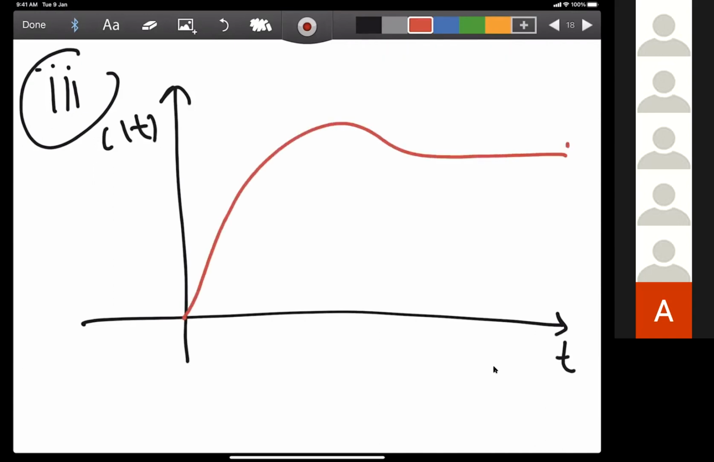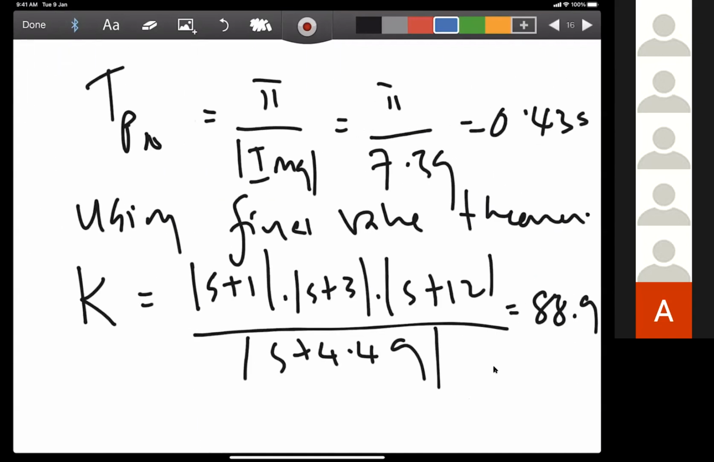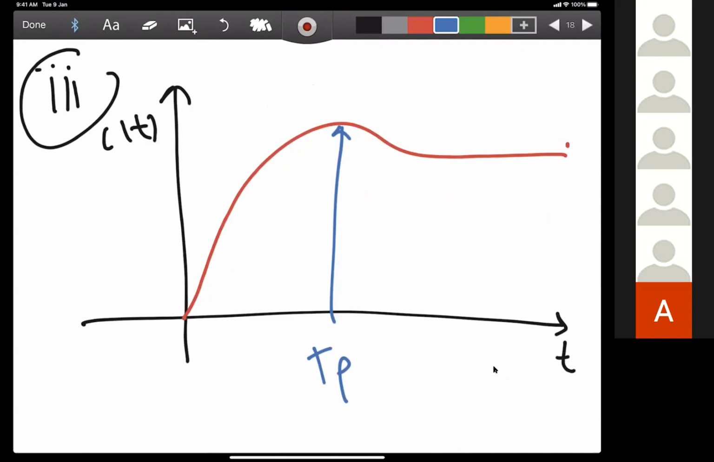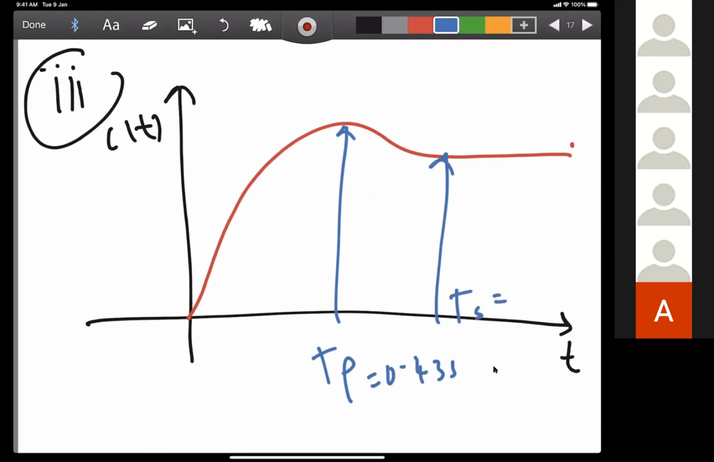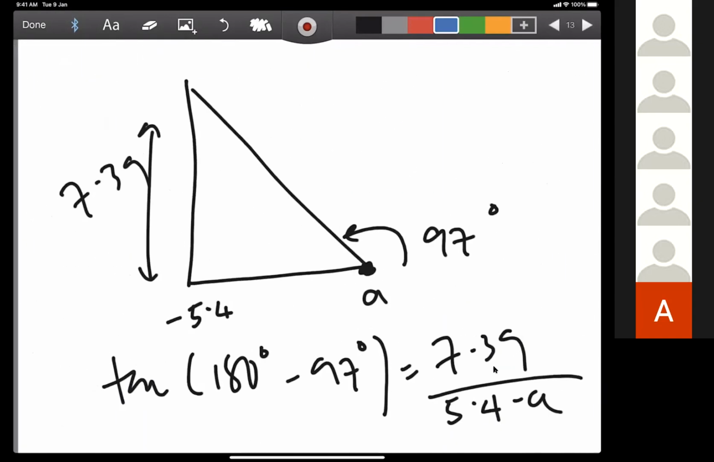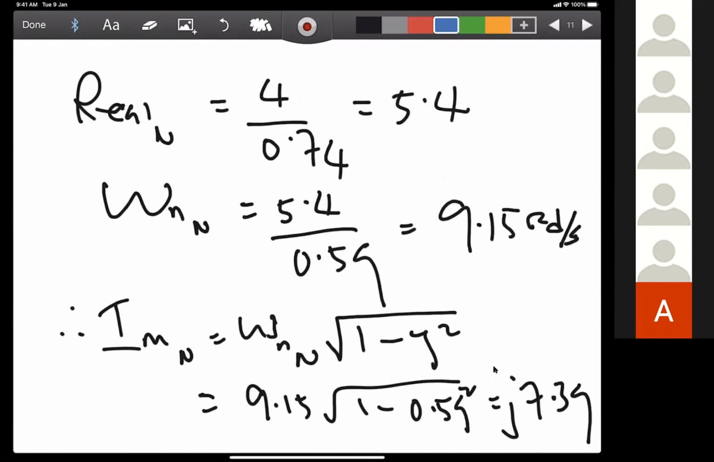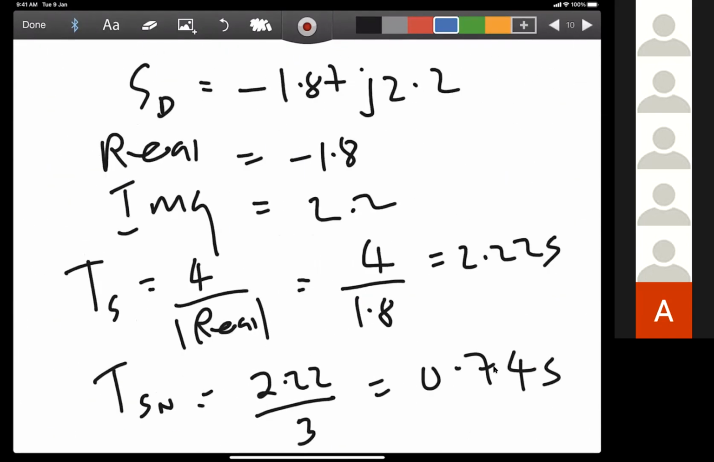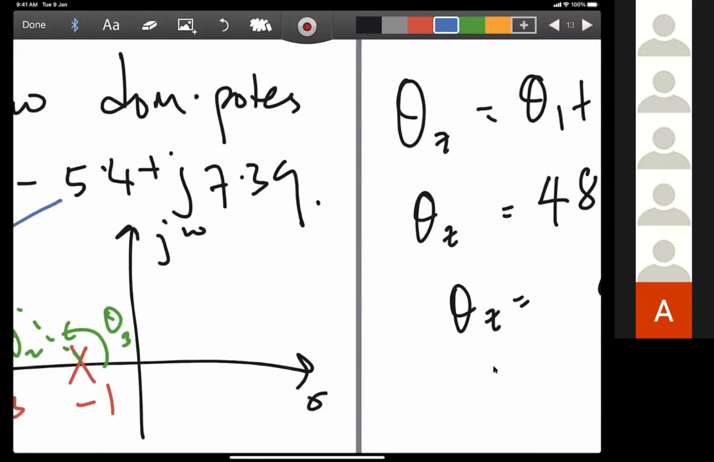Something like that. Okay, so we can put the TP here. TP is 0.43. Then the settling time. Settling time will be the one with the 3-fold reduction, 0.74 seconds.